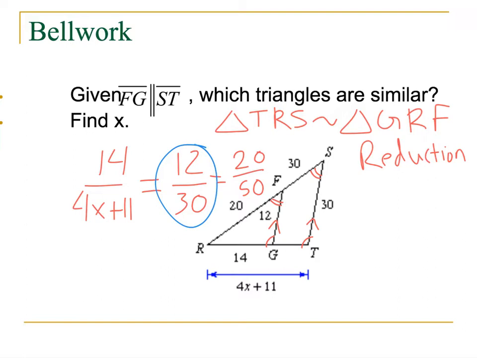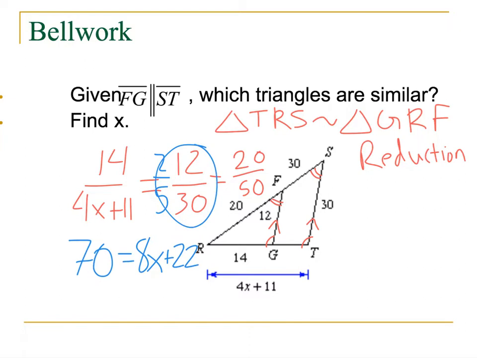Both 30 and 12 are divisible by 6, which would give me 2/5, right? If I divide them both by 6, I get 2/5. So now when I cross multiply, I have 14 times 5, which is 70, equals 2 times 4x, which is 8x, and 2 times 11 is 22. Cool?